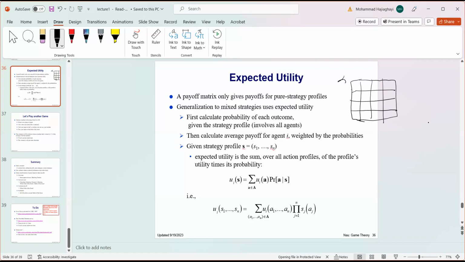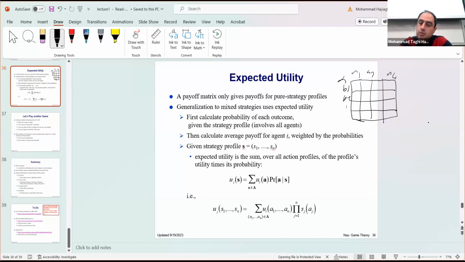Yeah, good. Okay, so you see we have action 1, action 2, action, I don't know, 4 here, A4. And this is B1, B2. So this is this guy, for example, S1 and S2. These are player 1 and player 2. This is a strategy of player 1, and this is a strategy of player 2. And both of them are mixed.